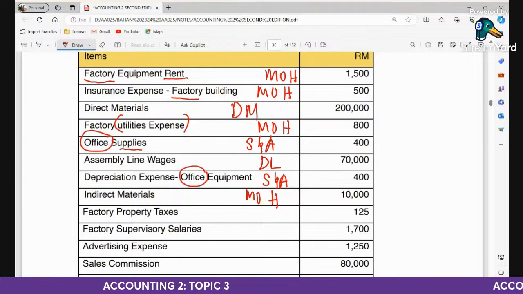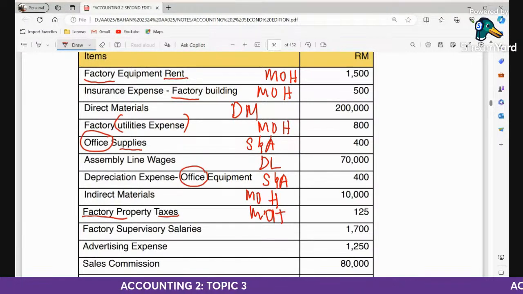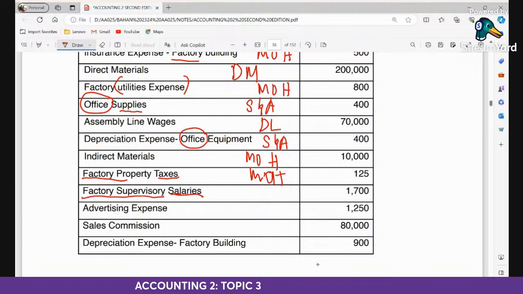Tax, cukai. Untuk apa? Untuk factory property. So this is MOH. Yeah, alright. And then you have your factory supervisor salaries. Dia salaries untuk factory supervisor, this is also MOH.